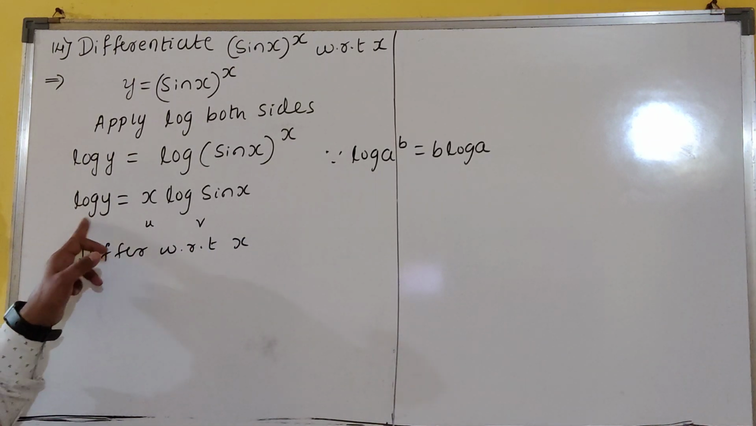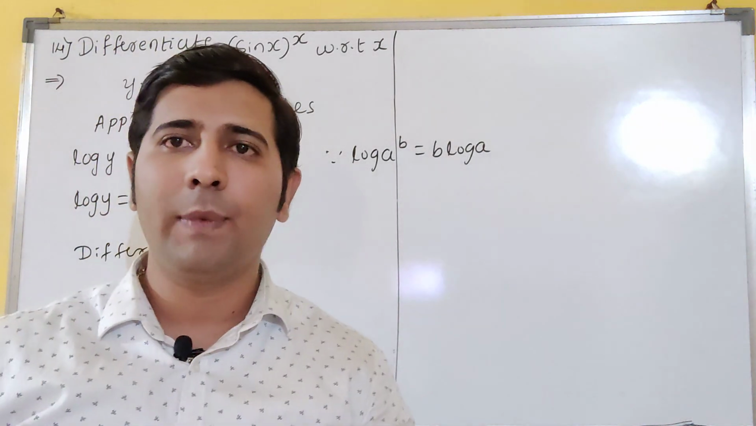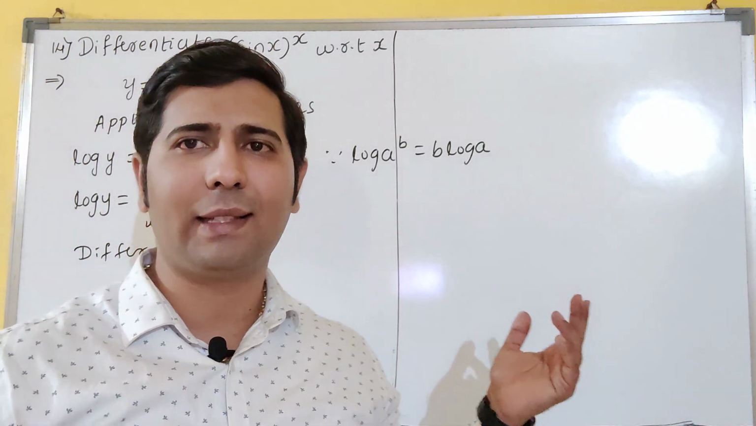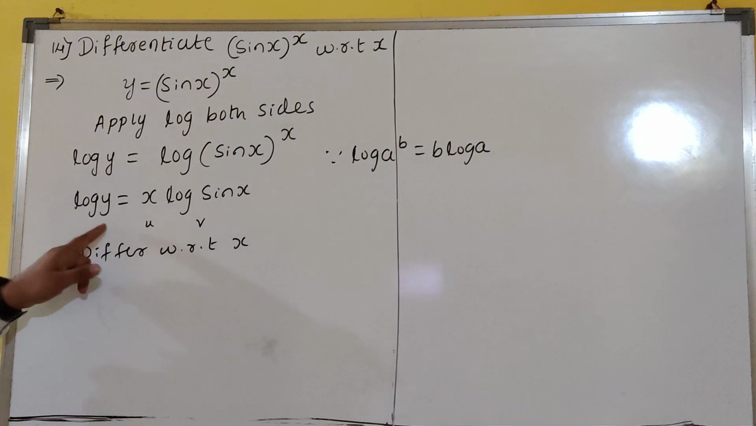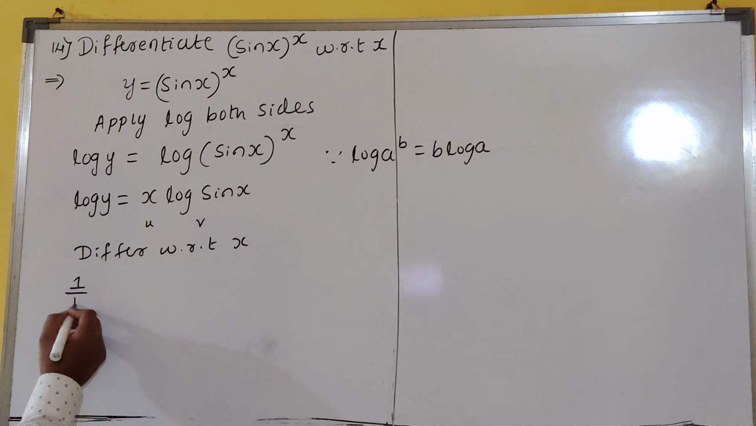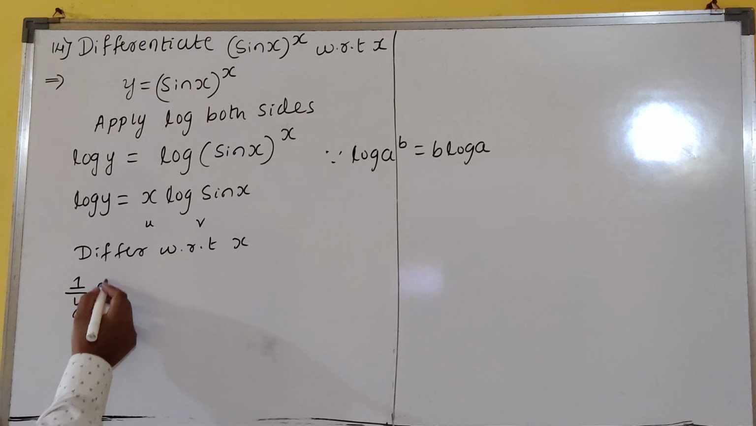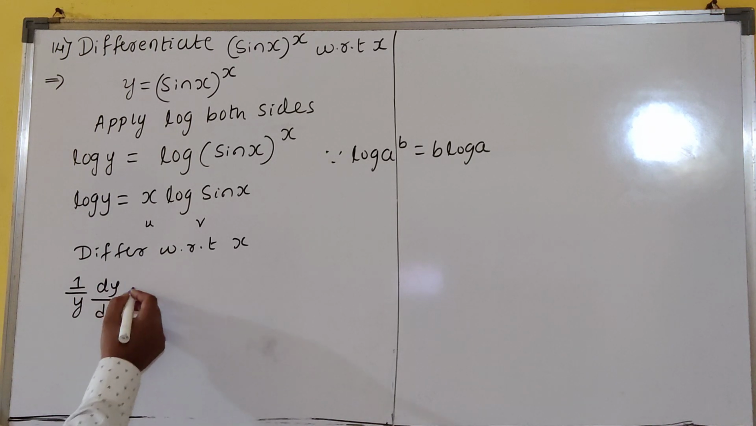So log y is looking like log x. Log x derivative is what? 1 by x, you will say. You also know, I also know, that is not x, that is y. But we will assume it as x only. Log y derivative is 1 by y. This was not x, no? This was not x means you have to take the derivative of this. y derivative is dy by dx, dear students.